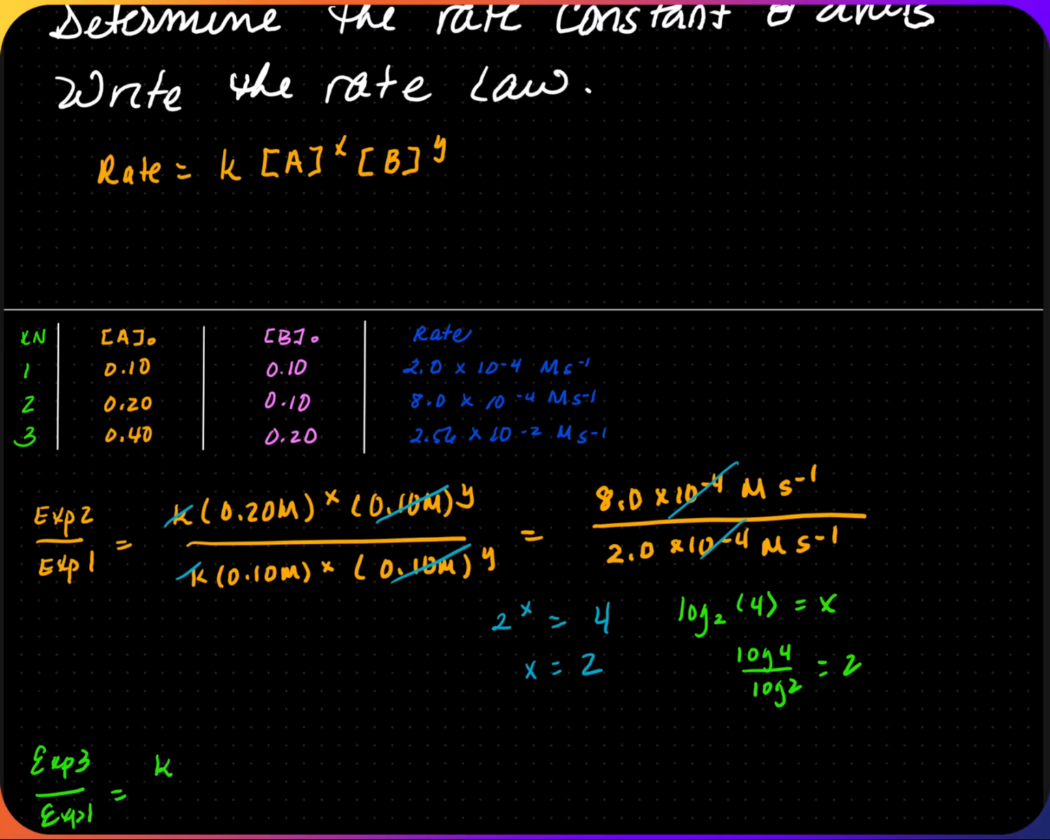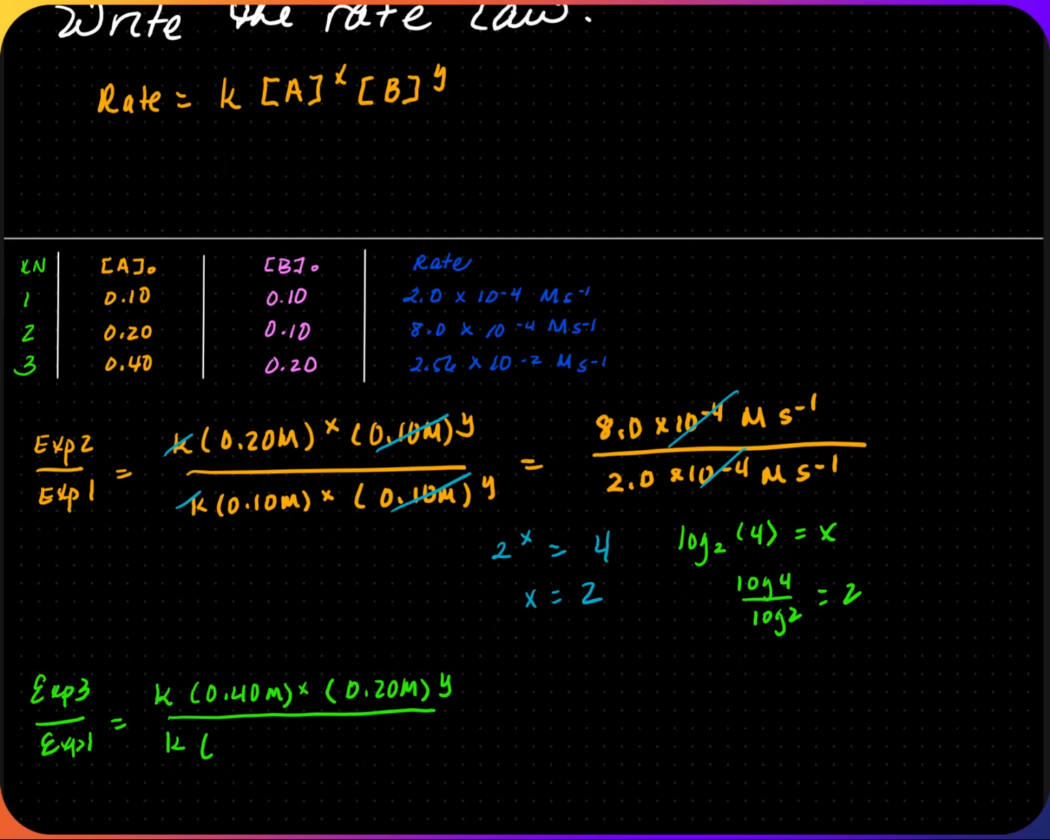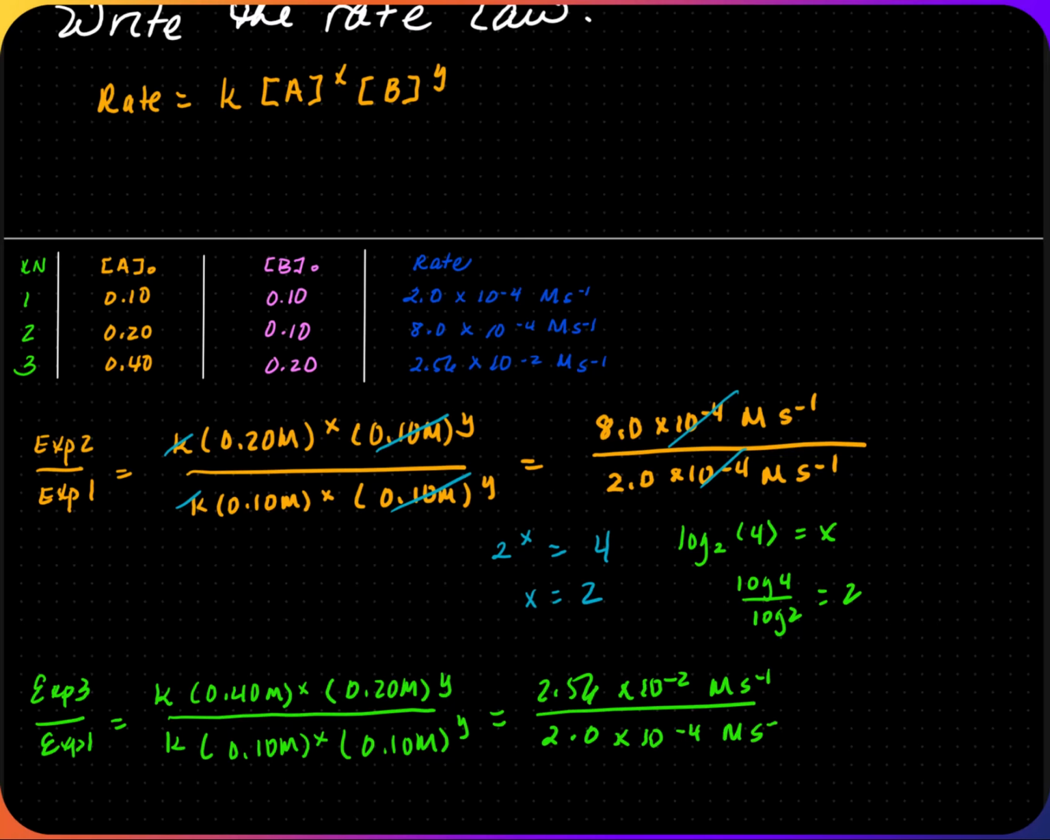That's going to be K times the concentration of A, which is 0.4 molar to the X, B is 0.20 molar to the Y, over K times, for experiment 1, 0.10 molar to the X, and for B 0.10 molar to the Y. This is equal to the rates, which is 2.56 times 10 to the negative 2 molar second to the negative 1 for experiment 3, and for experiment 1 is 2.0 times 10 to the negative 4 molar second to the negative 1.